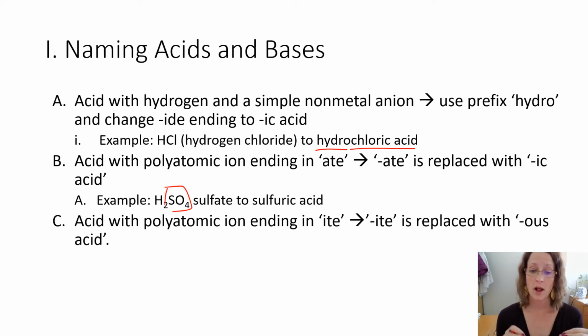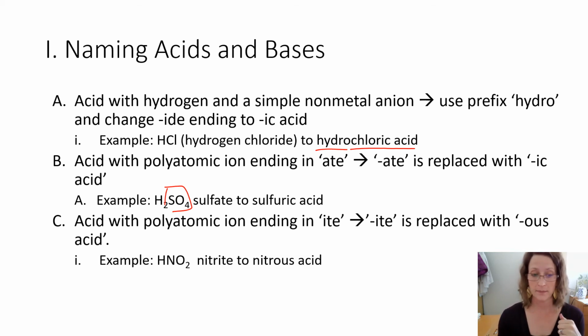An acid with a polyatomic ion that ends in ite, like nitrite, sulfite, that ite is replaced with ous acid. So in our example, we have NO2, so we're ignoring the H just like before, and that NO2 is nitrite. It becomes nitrous acid. So we know the difference: nitric acid is NO3, nitrous acid is NO2.